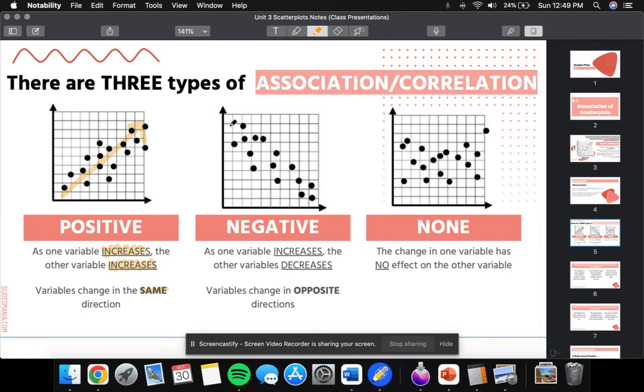Okay, then we have a negative association, and that's also considered like a slope going downwards. This is an example as one variable increases, this goes to the right, the other variable is going down or decreasing. And it also says something important. It says variables change in opposite directions. Okay. And then finally, we have relationships that have no relationship at all. So we would say they have no association. And it says the change in one variable has no effect on the other. So we have positive, negative, and no association.